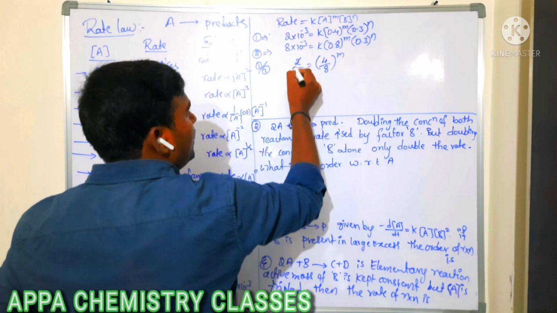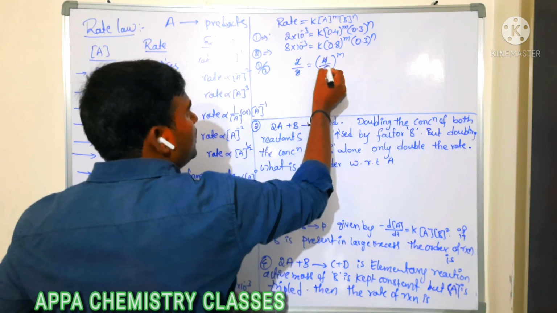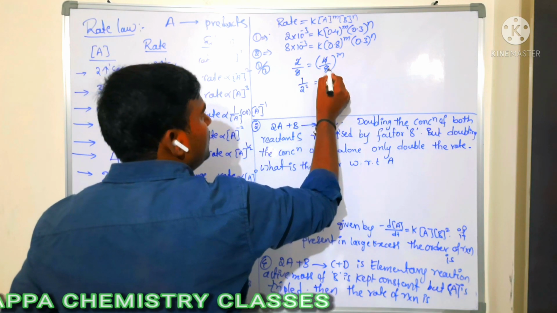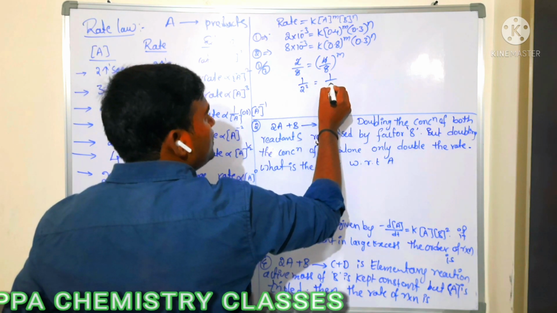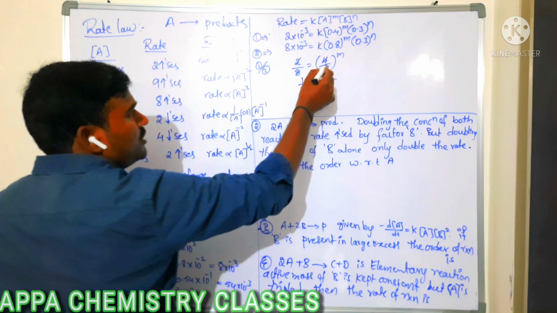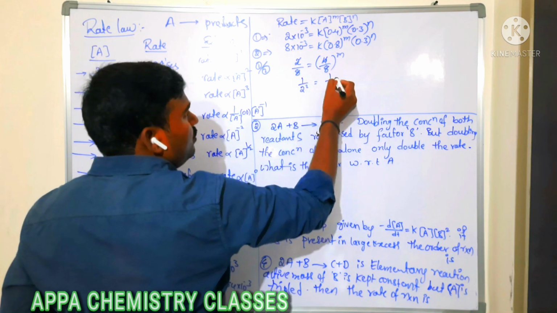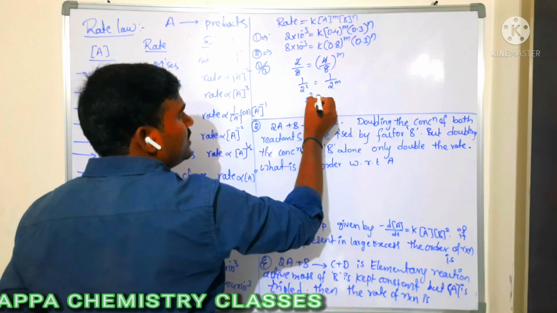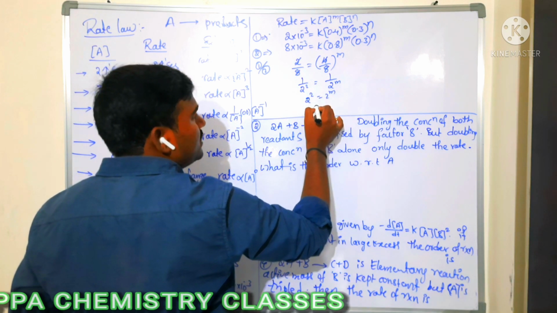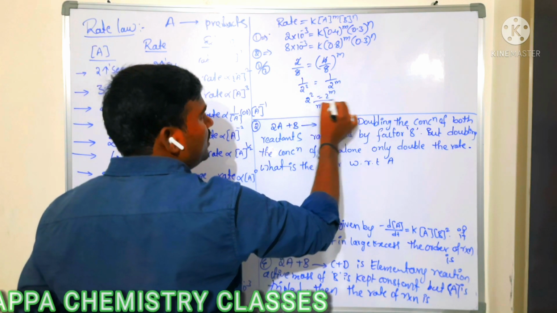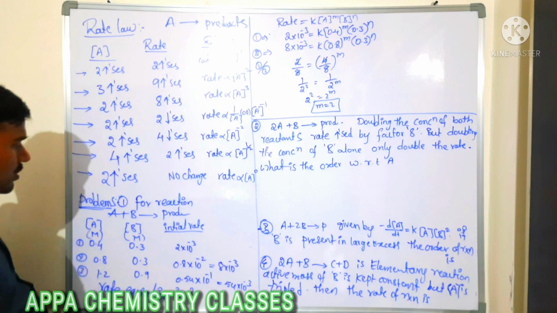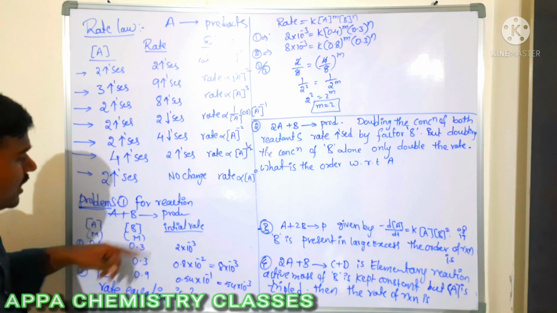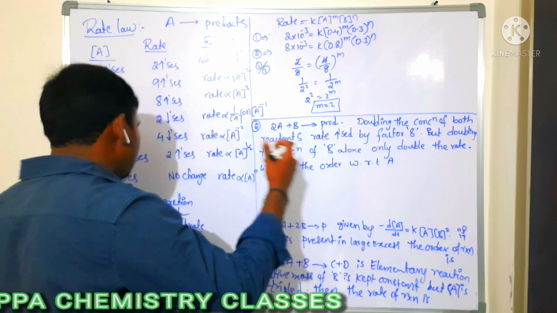So from this we can write 1 by 4, it is 1 by 2 square. Here 1 by 4 is there, and here 1 by 2 whole power m, that is 2 power m. Bases are same, so 2 square is equal to 2 power m, that is m is equal to 2. That is, the order with respect to A is 2. Okay, now we will calculate for the next reaction.